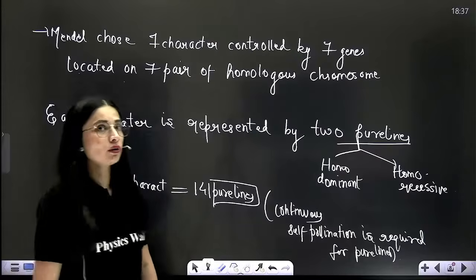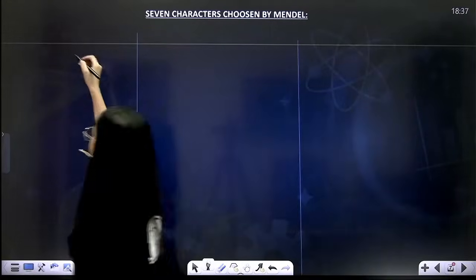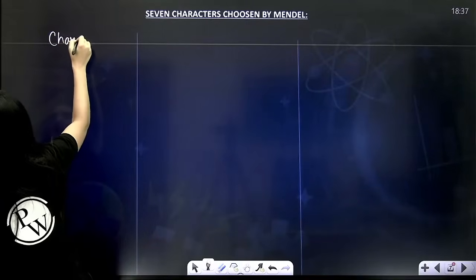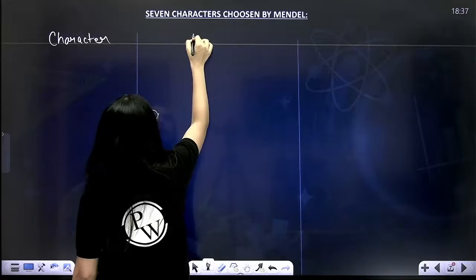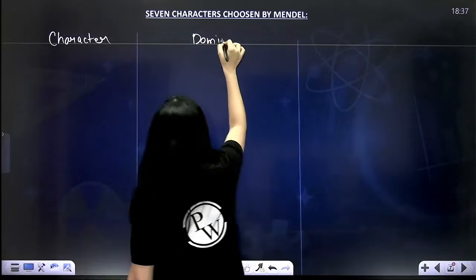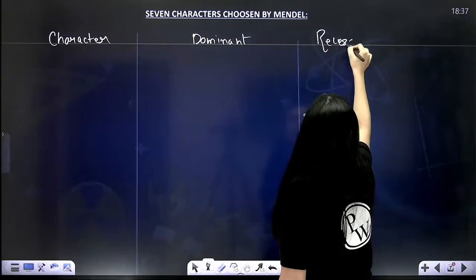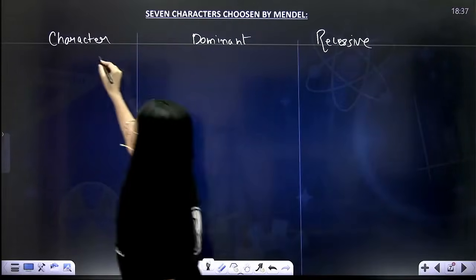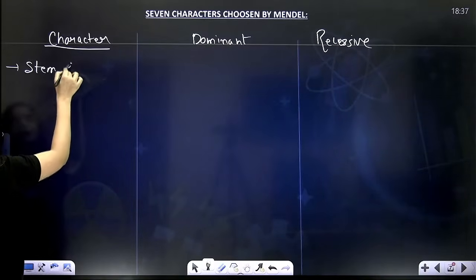Chalo. Now let's come back to the 7 characters which were studied by Mendel. Here we are going to write the character, and here we are going to mention the pure lines. So here we are going to mention the dominant pure line, and in this segment, we are going to mention the recessive pure line. Now, first I'll be writing all the 7 characters. First character chosen by him was stem height.